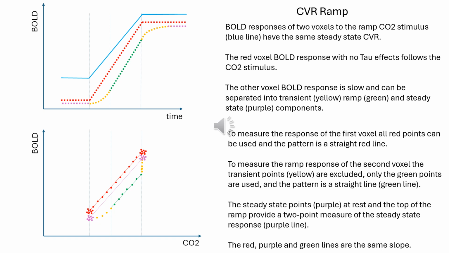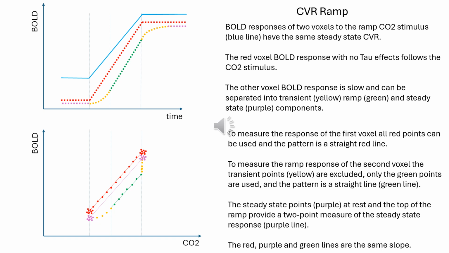To measure the response of the first voxel, all red points can be used for regression, and the pattern is a straight red line. To measure the ramp response of the second voxel, the transient points, yellow points, are excluded, and only the green points are used. The regression pattern is a straight green line. Nevertheless, the purple steady-state points at rest and at the top of the ramp provide a two-point measure of the steady-state response, the purple line.